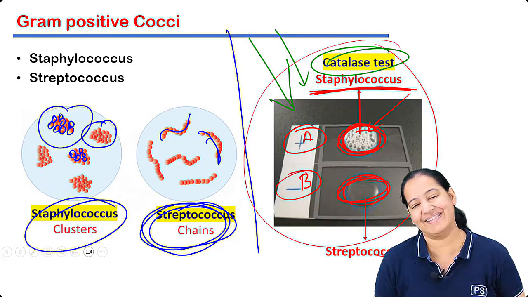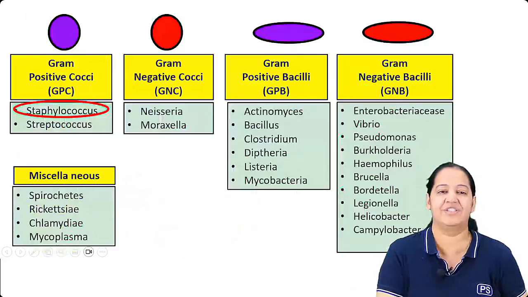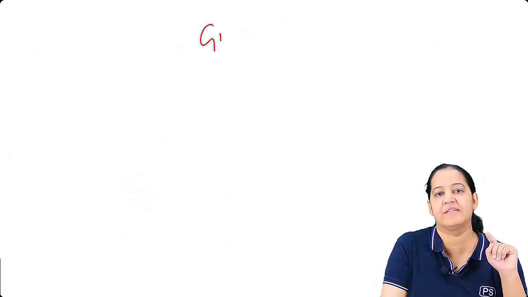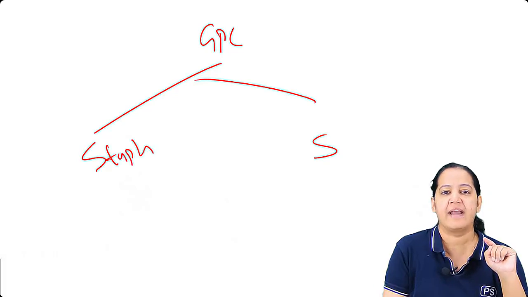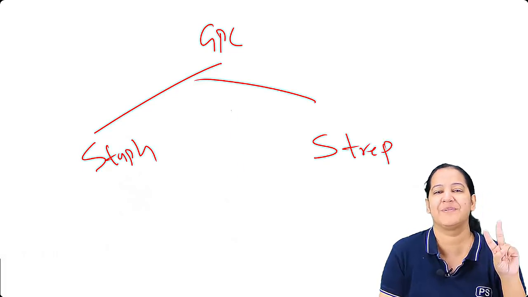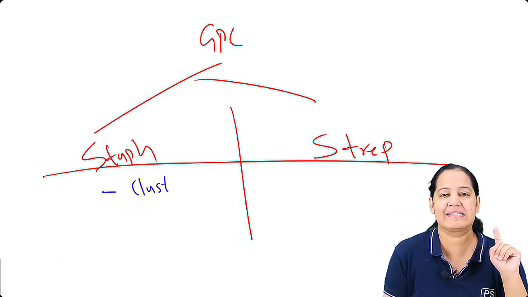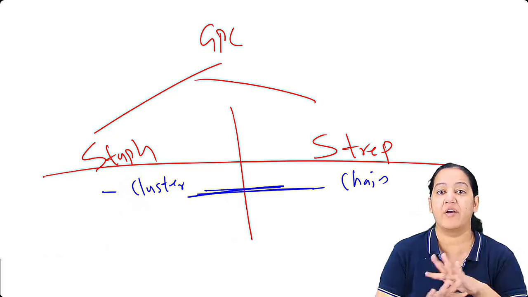So this is the catalase test. We have started GPC, and we have seen that we have 2 GPC in our syllabus, Staph and Strep. This is Staph and this is Strep. We have seen 2 differences between them. Number 1, this one is in cluster and this one is in chain. So the arrangement is different.